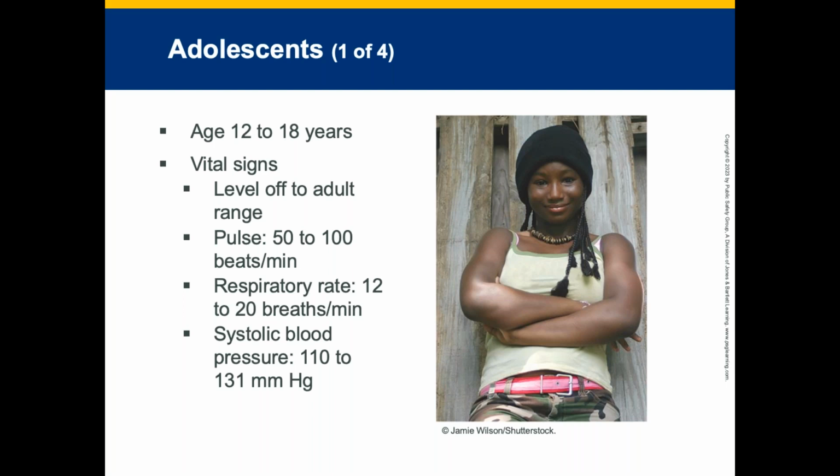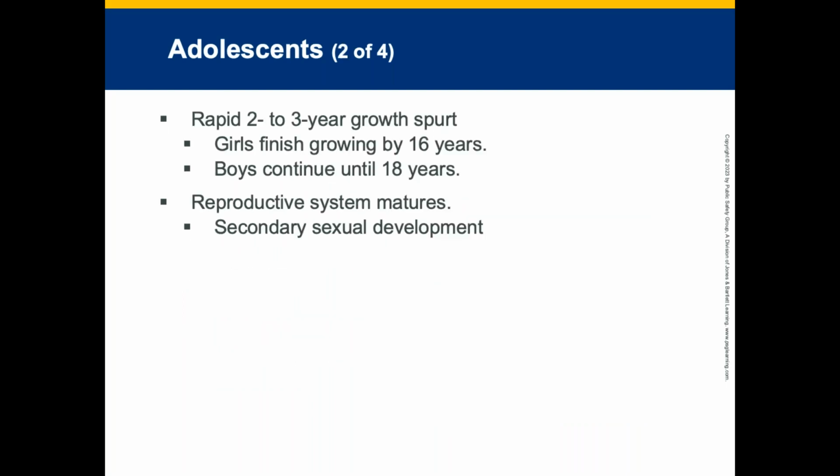All right, so look at the adolescent between 12 and 18 years old. So physical changes, vital signs begin to level off with the adult ranges. Pulse rate between 50 and 100, respiratory rate between 12 to 20, systolic blood pressure between 110 to 130. So we're starting to see more of the adulthood vital signs. They experience a rapid 2 to 3 year growth spurt, which increases muscle and bone growth as well, and also other bodily changes.